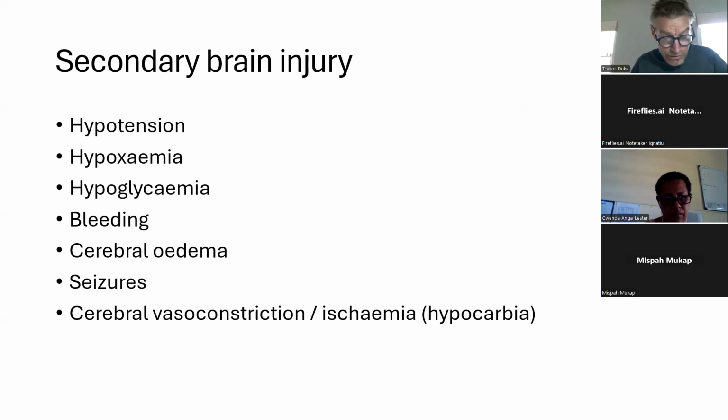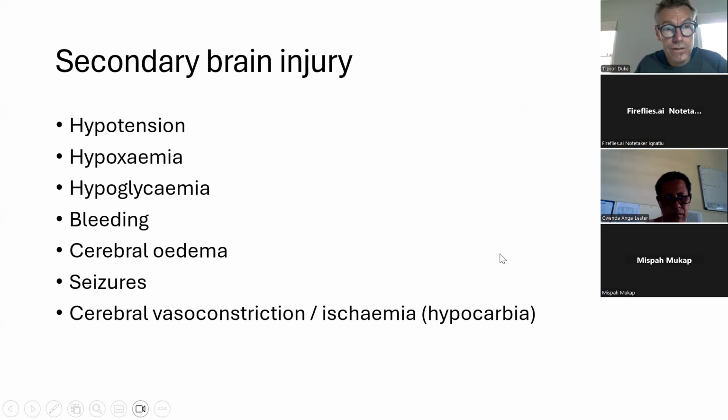And then if a child has seizures because of the brain injury, then that can lead to a secondary brain injury as well. And then occasionally a cause of secondary brain injury is certainly in an intensive care environment. If we ventilate a patient to a level of carbon dioxide that's very low, less than 30 millimeters of mercury, then that can cause cerebral vasoconstriction, and that can lead to ischemia or secondary brain injury. So we have to target the carbon dioxide level very carefully.